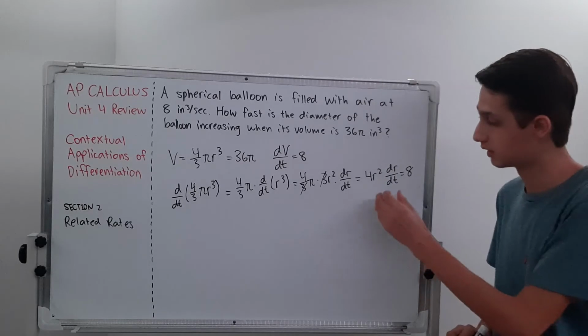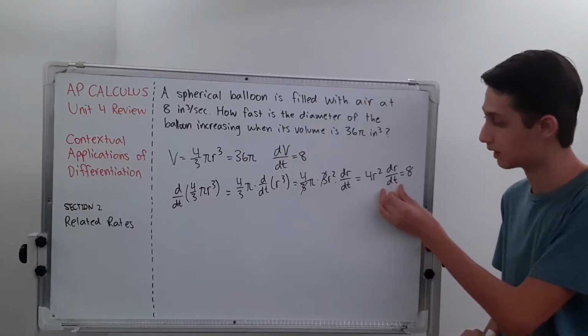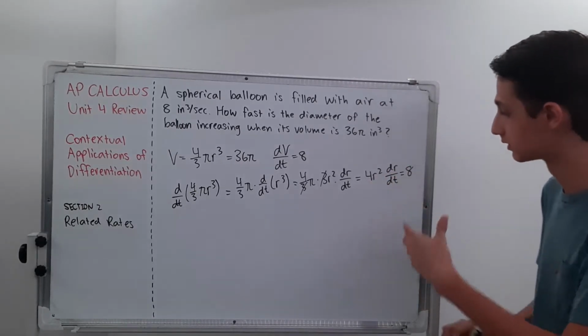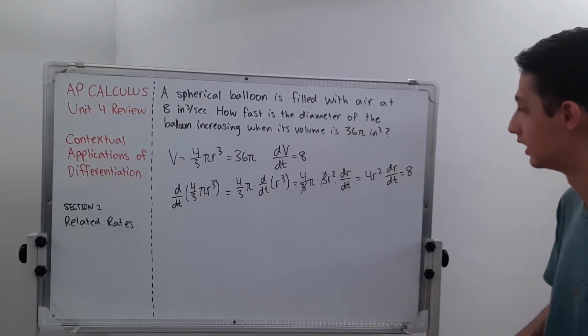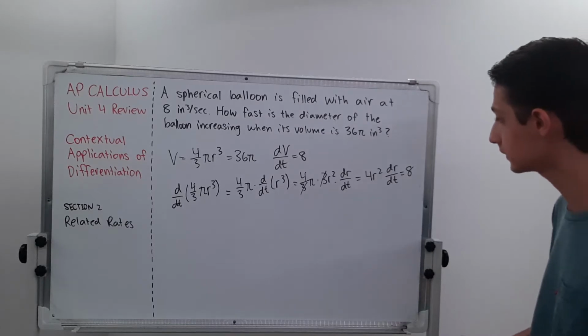Okay, well this is good because we want dr over dt, right? Kind of. Well, we want the rate of change of the diameter with respect to t. So let's see.